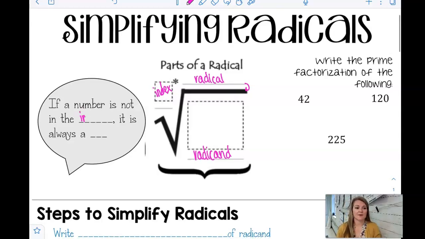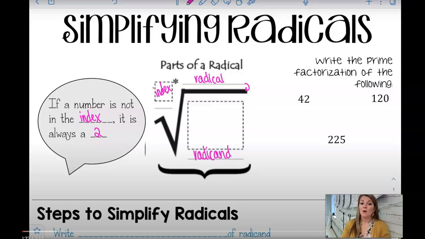Really important thing to note, if there is not a number in the index, you're going to assume it is a 2. We use square roots a lot, so we just shortcut it and don't write that 2. So if you just have the radical with no index out in front, that index is a 2, and that becomes important when we start making our grouping and our trees.